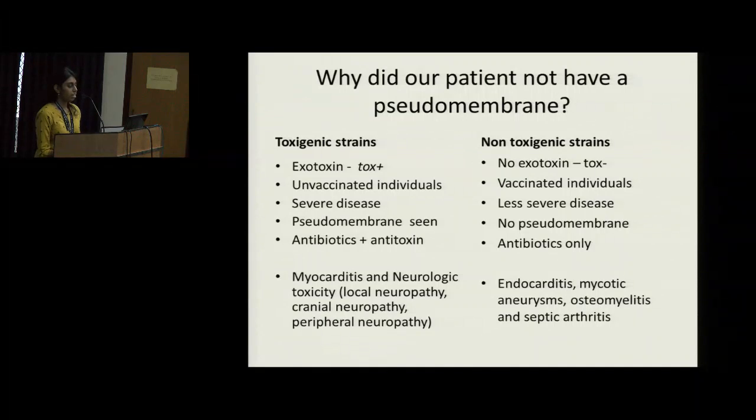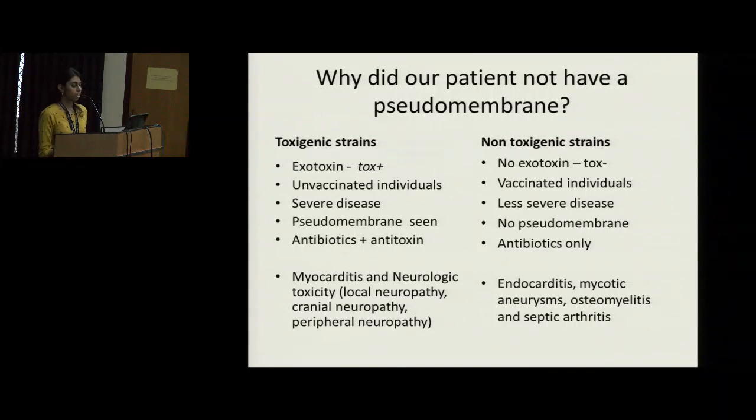And unvaccinated individuals are all susceptible to getting infection from these toxigenic strains. However, non-toxigenic strains can also infect people who have completed their age-appropriate vaccination. Toxigenic strains produce a more severe disease. Non-toxigenic strains produce a less severe disease. Pseudomembrane is present in toxigenic strain infection, and there's no pseudomembrane seen in non-toxigenic strain infection like in our patient.